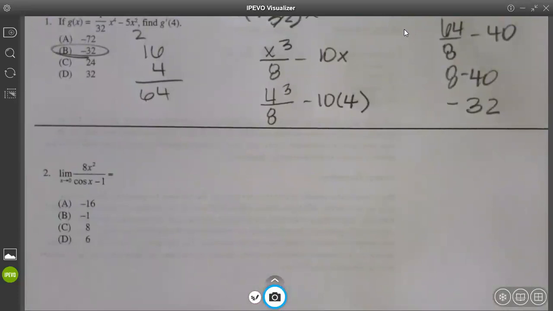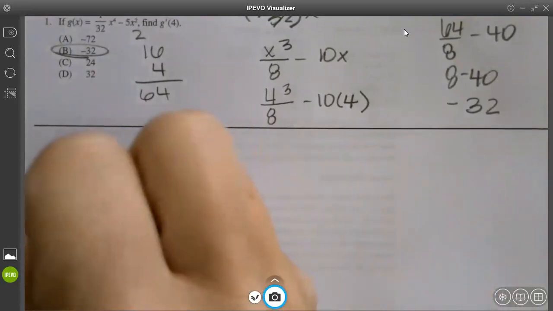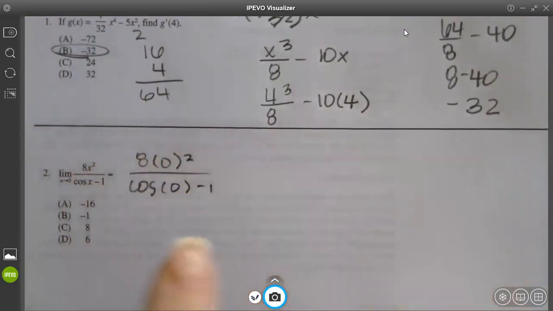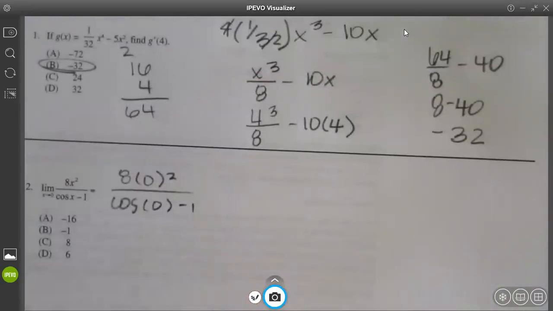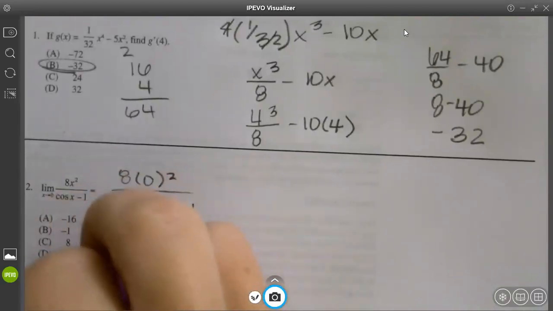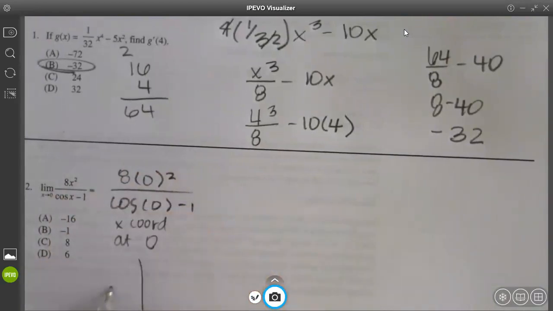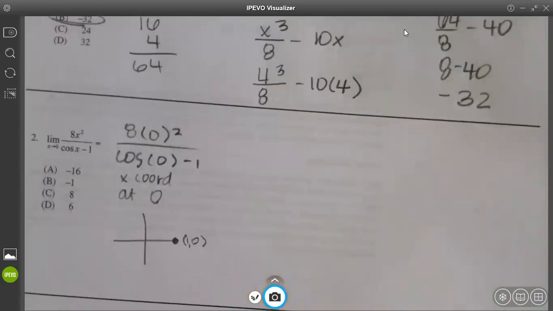How do we find the limit? First thing we should always do is what? Direct substitution. Try to sub it in directly. So we get 8 times 0 squared over cosine 0 minus 1. You guys should know how to do this based on the unit circle. If you haven't studied the unit circle and you don't know it, guess what you need to study? The unit circle. At 0, this is your x coordinate. So if we're looking at our unit circle, this is 0 degrees. Our coordinate is 1, 0.